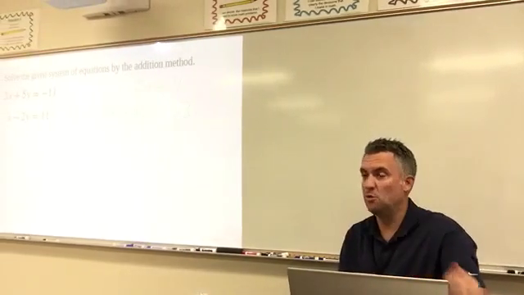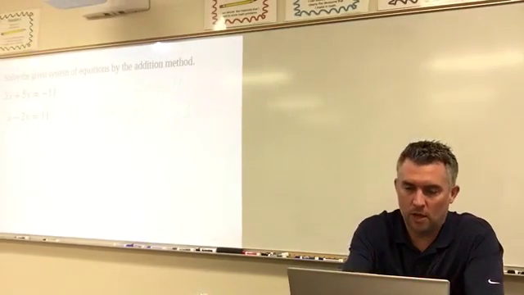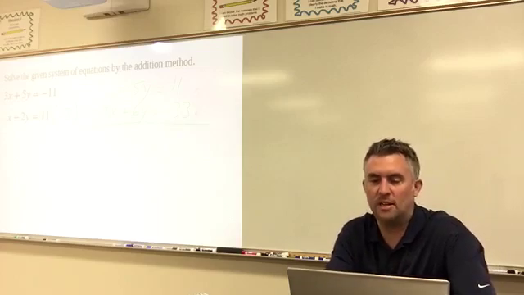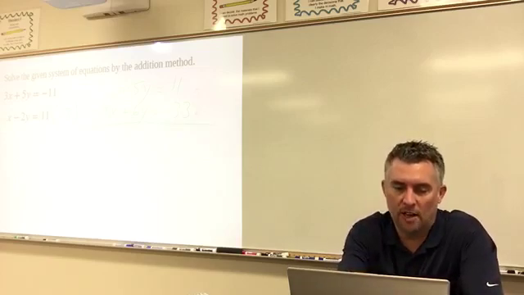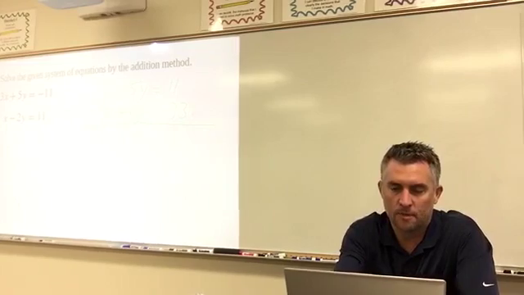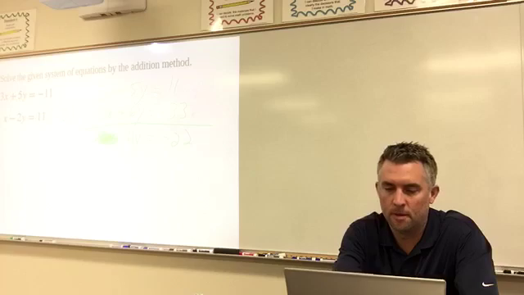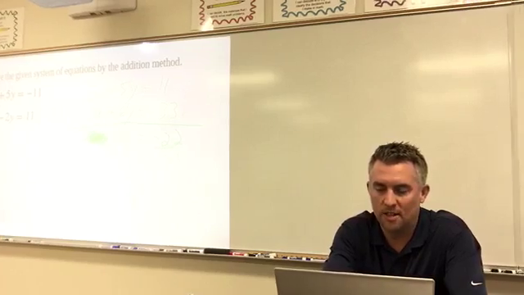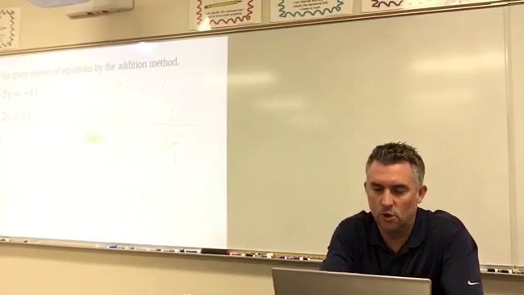I just produced a new equation. And now notice what happens if I add my left side and I add my right side. Over here I get 0x plus 11y equals negative 22. 0x, it's just not there anymore, right? So I don't have to worry about it. Divide both sides by 11. Y equals negative 2.